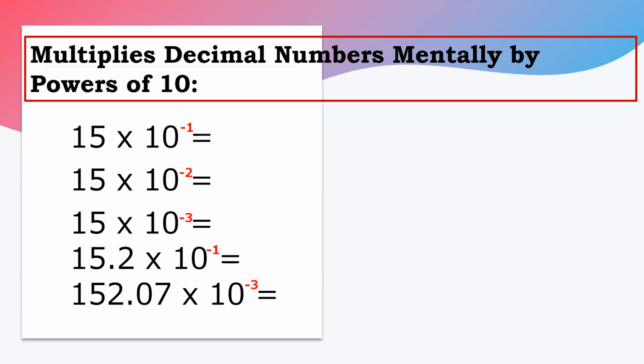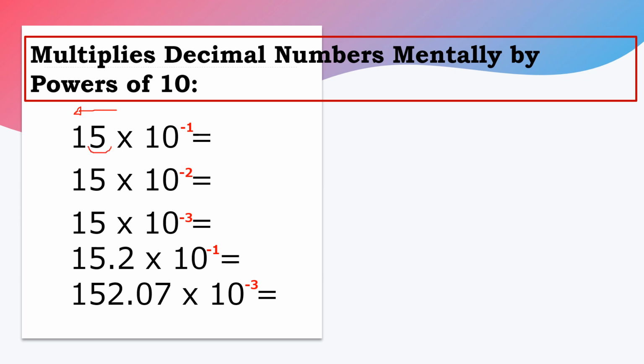Ano bang ibig sabihin, children, ng negative at saka ng exponent na 1, 2, or 3? So, yung negative sign ng exponent, ang ibig sabihin nun, magmove tayo ng ating decimal point papunta sa kaliwa. Yun namang exponent na 1, 2, or 3, yun ang nagsasabi sa atin kung ilang beses tayo magmumove papunta sa kaliwa. So, for example, in 15 times 10 to the power of negative 1, ibig sabihin, magmumove tayo pa kaliwa ng isang beses kasi power of 1 lang siya.